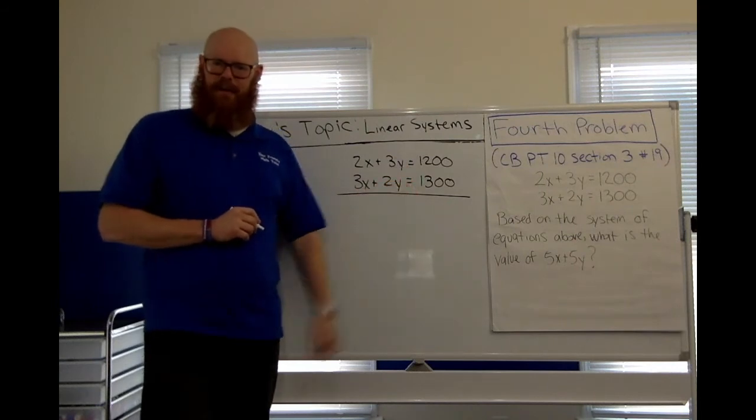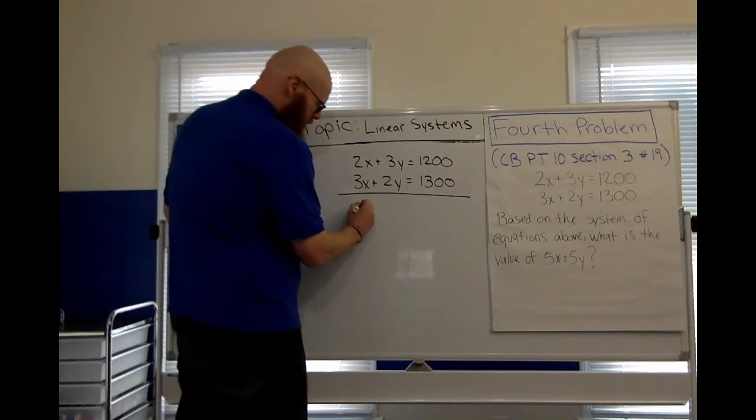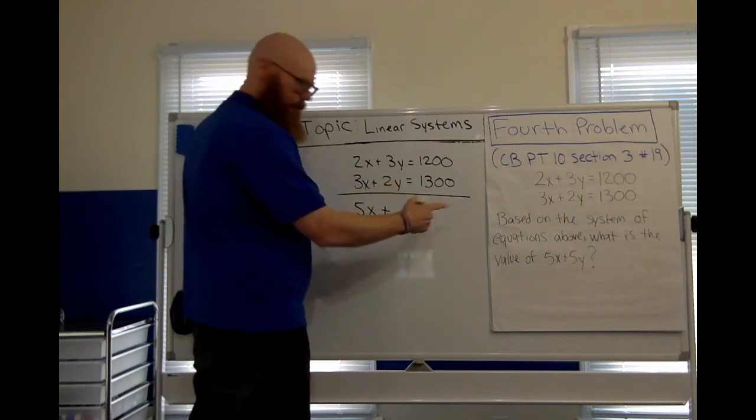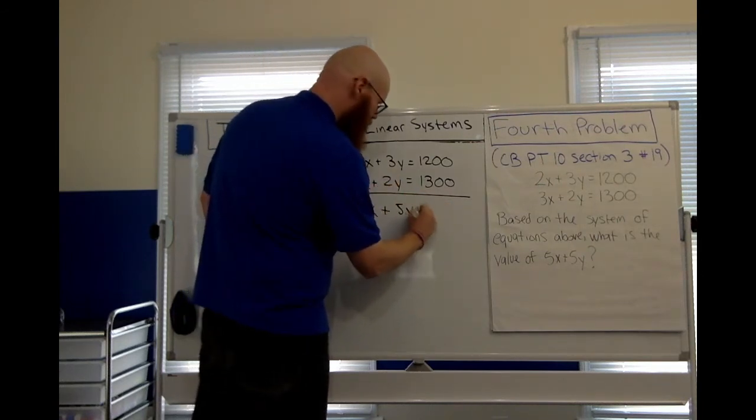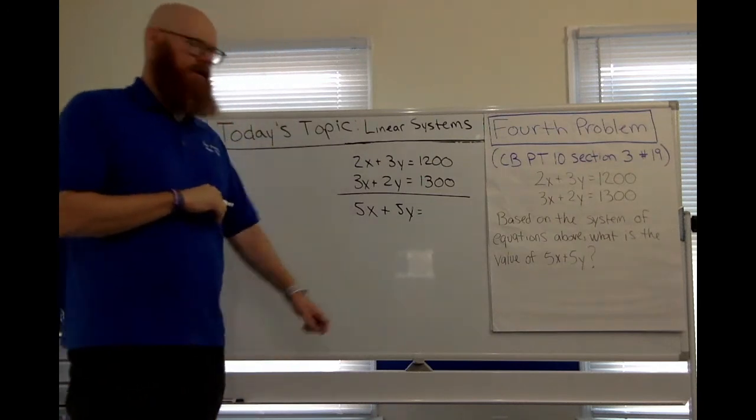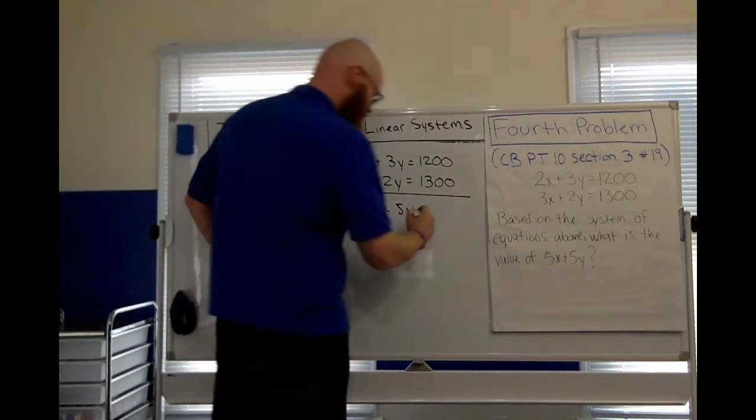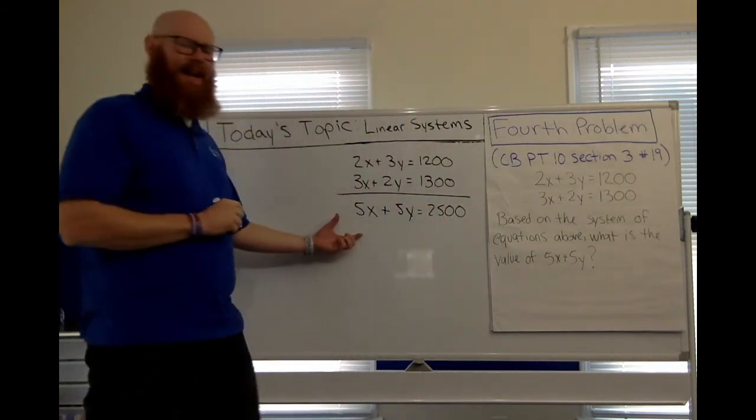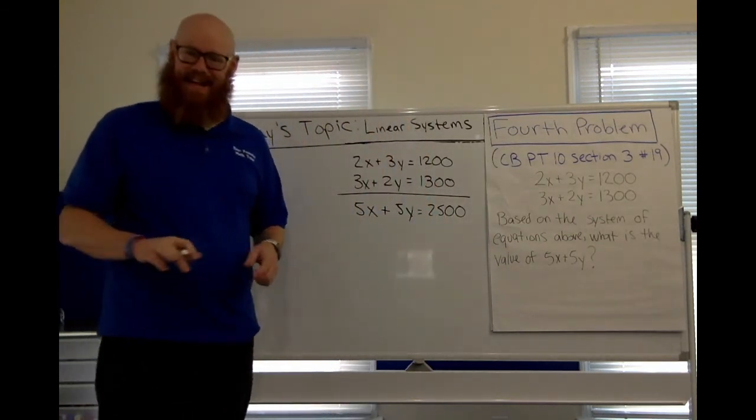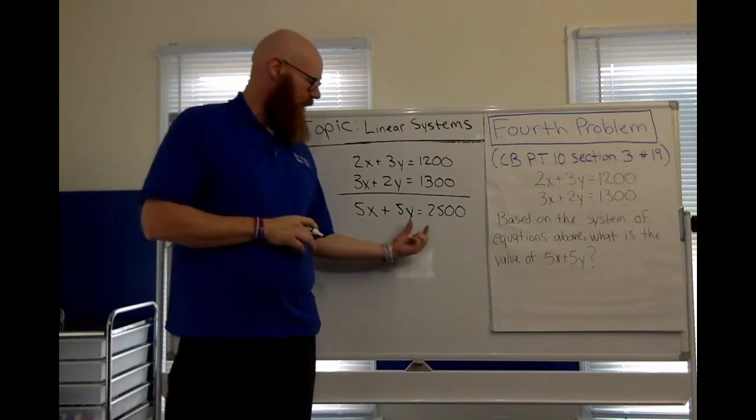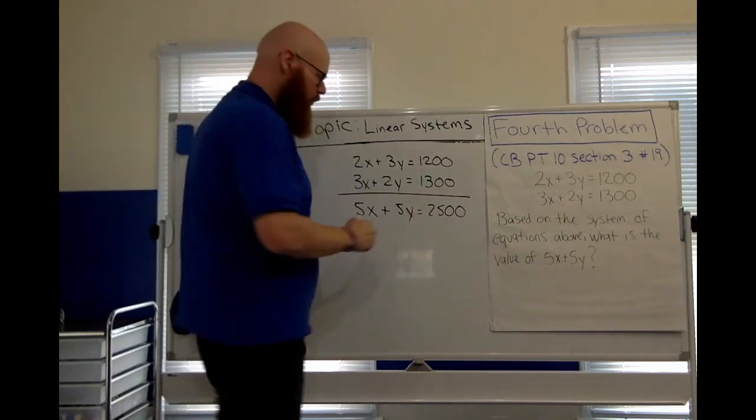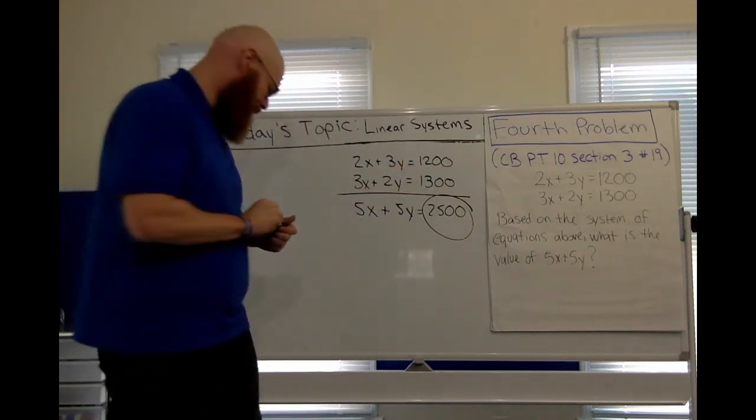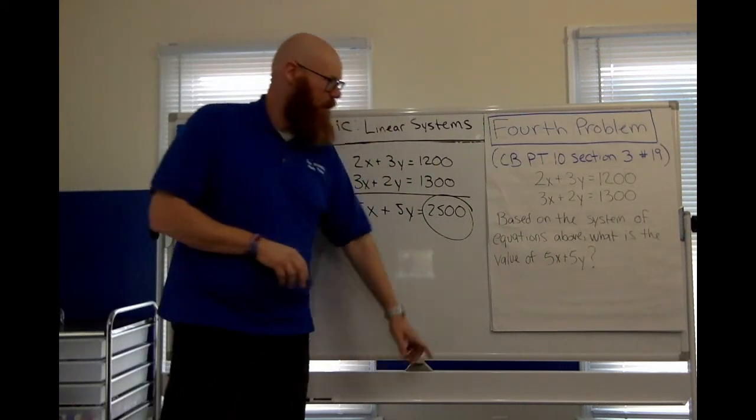Just add your equations together. 2x plus 3x is 5x. 3y plus 2y is 5y. 1200 plus 1300 is 2500. We don't even have to do anything else. That is it. 5x plus 5y. What is the value of that? Well, that is 2,500. All right, that's all you've got to do.